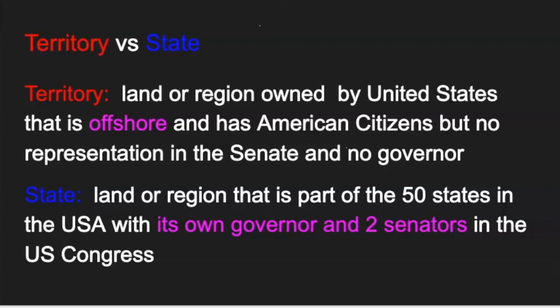So a territory is offshore and has no representation in the Senate, and a state is part of the 50 states and has its own governor and 2 senators. I hope this helps with clarifying these key concepts.